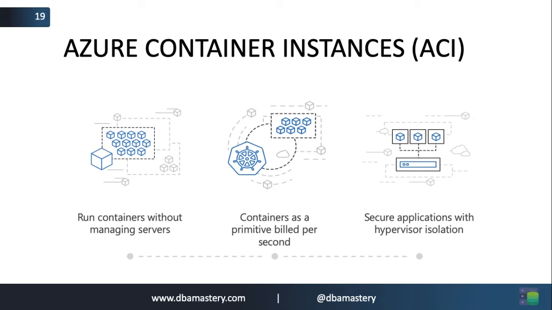With ACI, you can say, okay, I have my Docker image and I just want to deploy it somewhere. I don't want to know anything about VMs, I just want Azure to take care of everything on my behalf, and that's it.